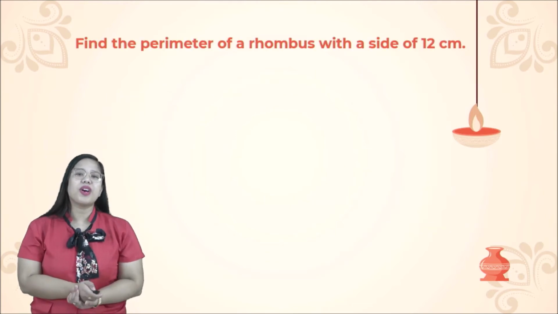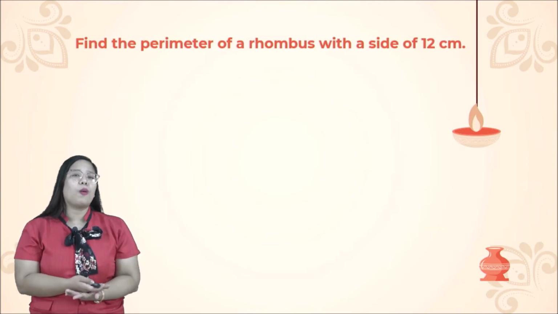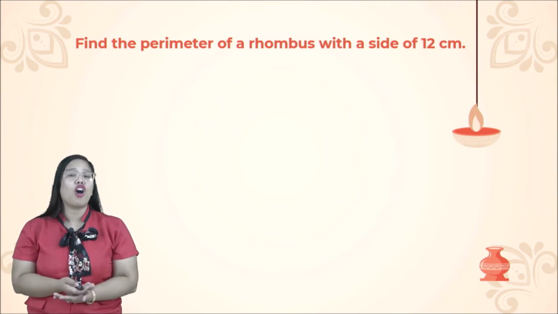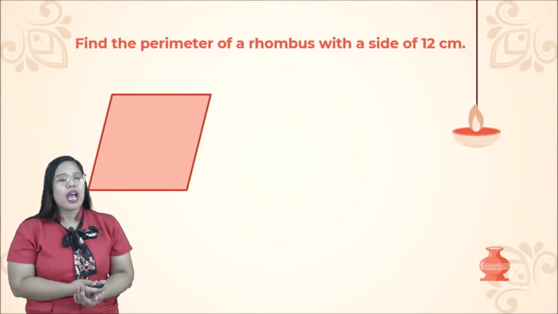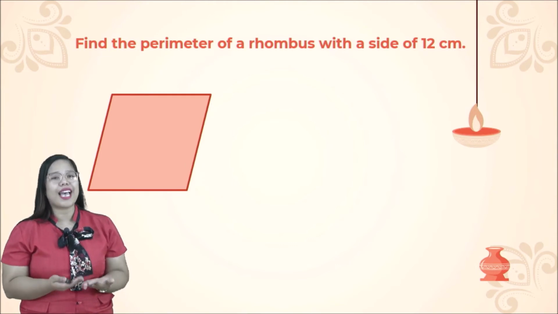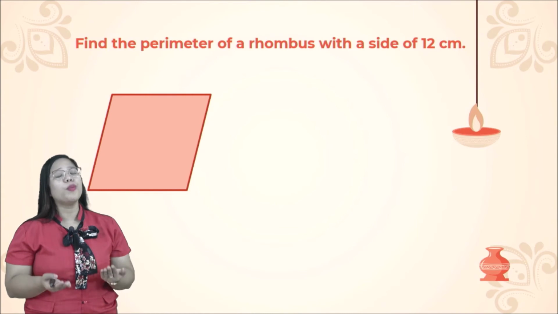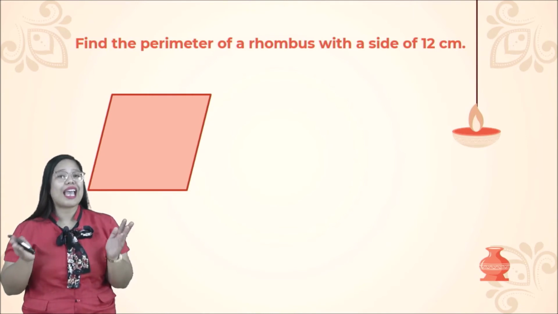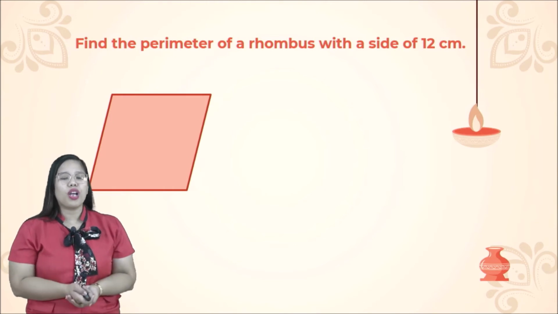Next one, kids, we are now finding the perimeter of a rhombus with a side of 12 centimeters. As you can see, kids, a rhombus is a parallelogram with all sides equal. A rhombus is just like a square, but slightly slanted. So as you can see, all the sides are equal.